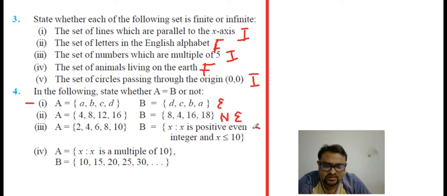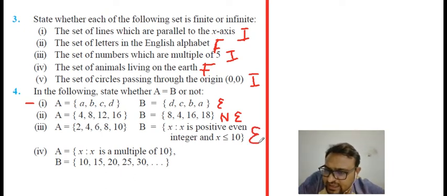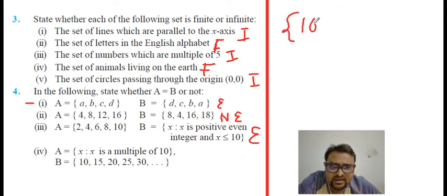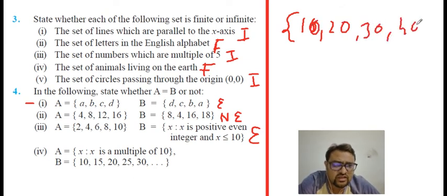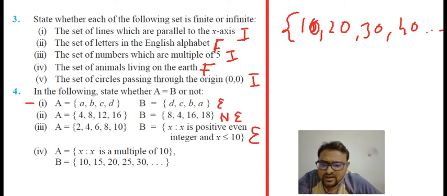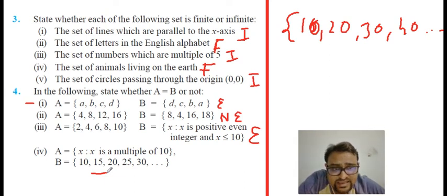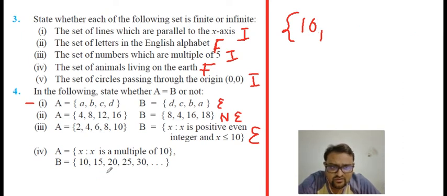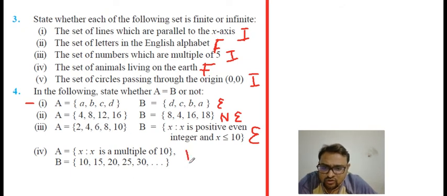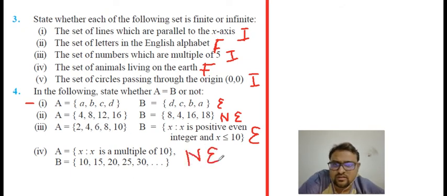Okay, now these are equal sets. The fourth one, A is x such that x is a multiple of 10. That means 10, 20, 30, 40 and so on, right? But here there is an element 15 in B, but in A 15 is not there. So these sets are not equal. Okay, so I will write it down, E, that is not equal.